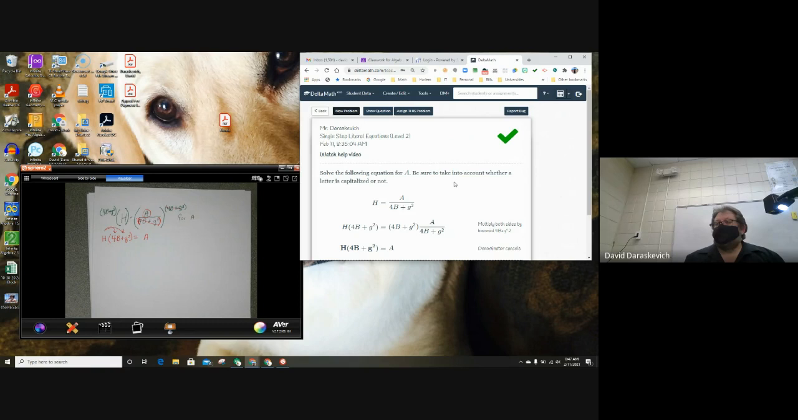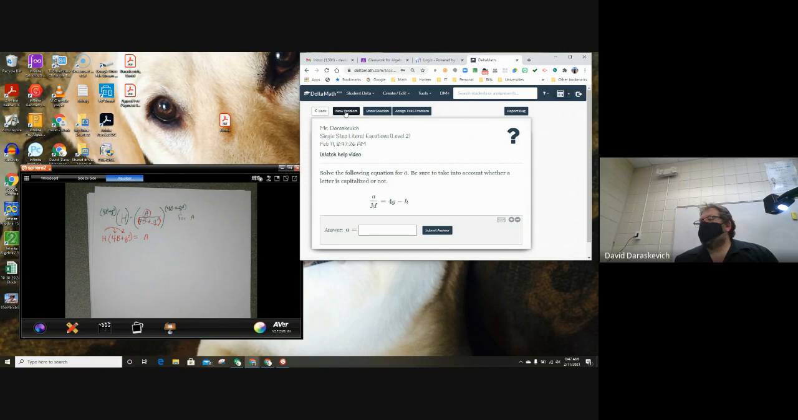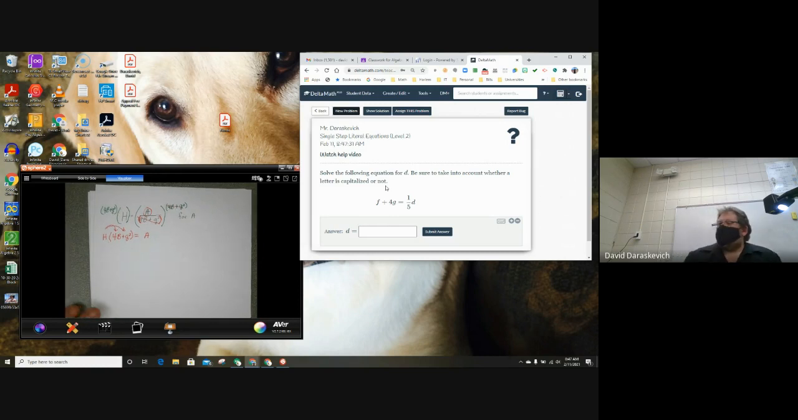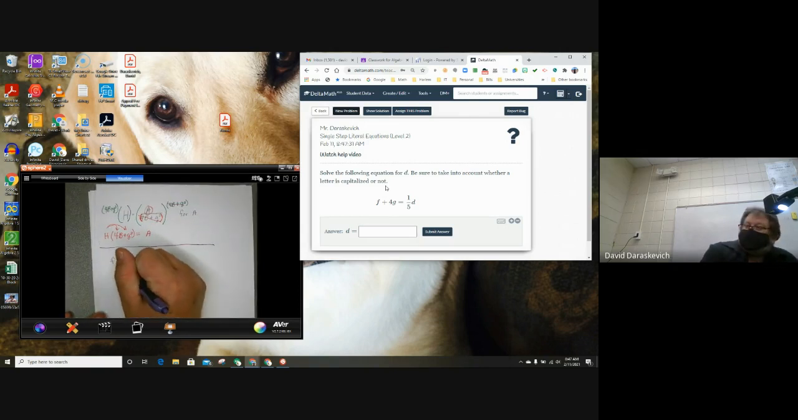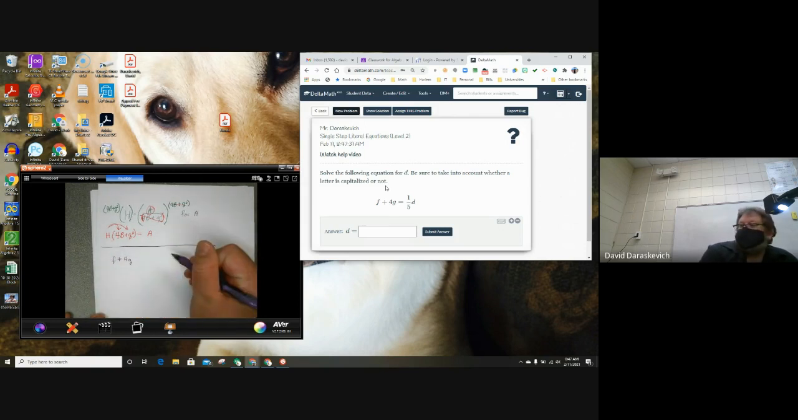Make sense? Should we do another problem? Let's see, new problem. This is kind of like the one we just did. Oh, fractions. Everybody hates fractions. Let's do fractions. Okay, so I've got F plus 4G equals 1/5 D. And we're supposed to solve for D.